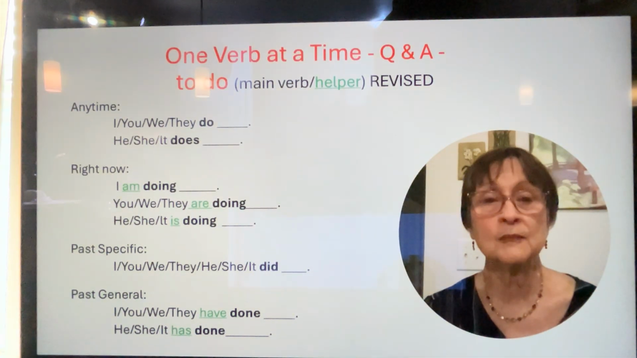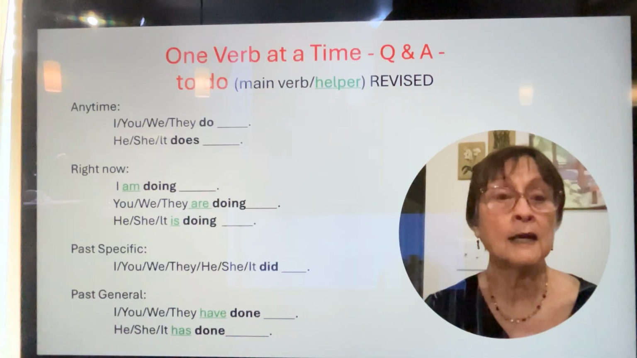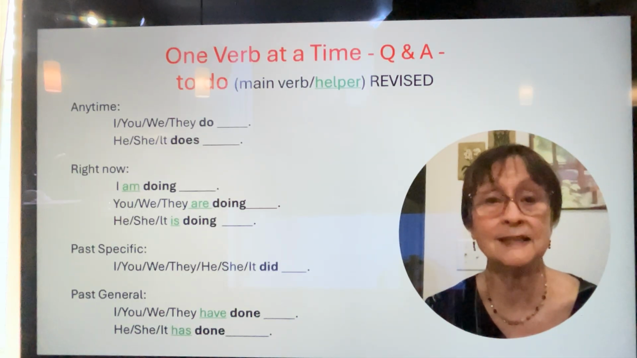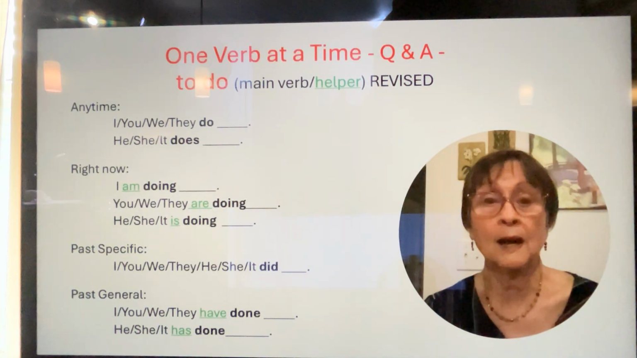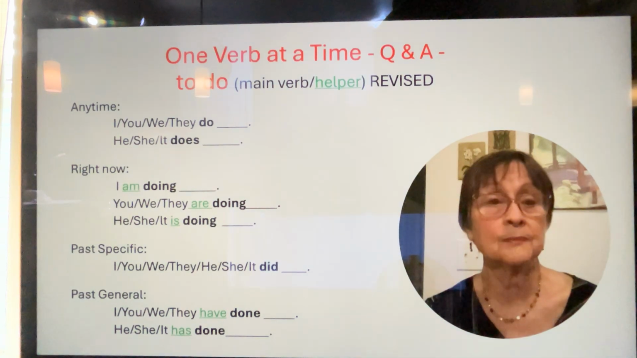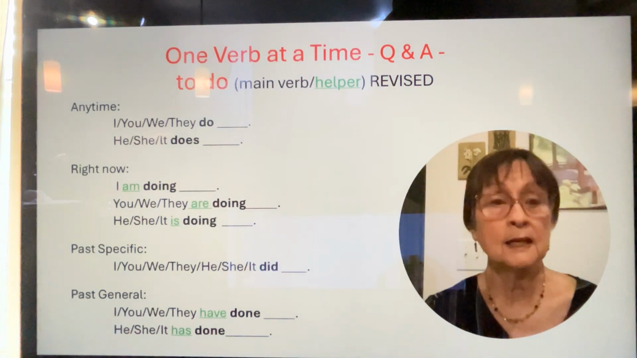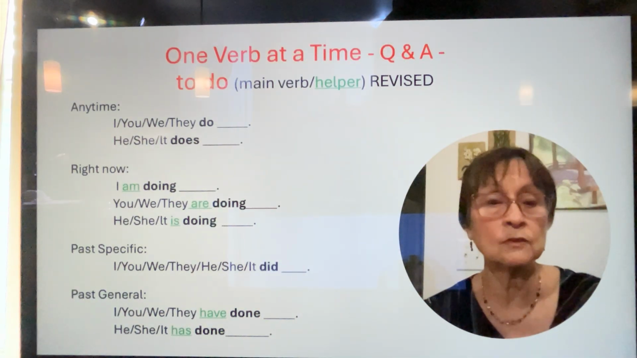If it's past specific, which means I'm thinking about the time or times that it happened: I did it, whatever it is. You did something, we did something, they or he or she or it did something. Past general just means it's before now, but I'm not referring to the time that it happened. I have done something, you have done something, we or they have done something, he or she or it has done something. So let's move on to using these in questions and answers.